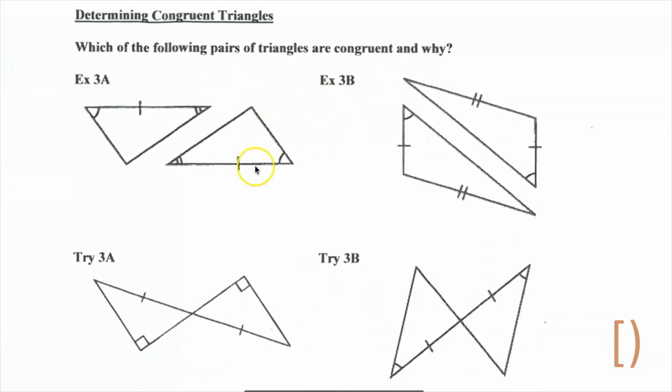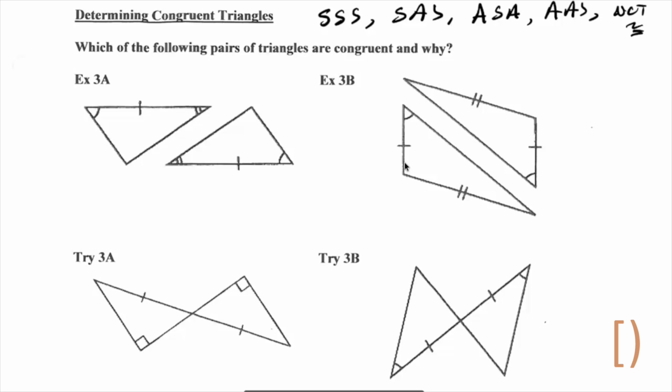Okay, let's finish up by doing some quick fire ones. We want to determine if these triangles are congruent or not. So we actually have a long list now. We have side, side, side. We have side, angle, side. Those are all ones from a prior video. We have angle, side, angle. We have angle, angle, side. And we also have not congruent, right? They could not be congruent. So those are all our options.